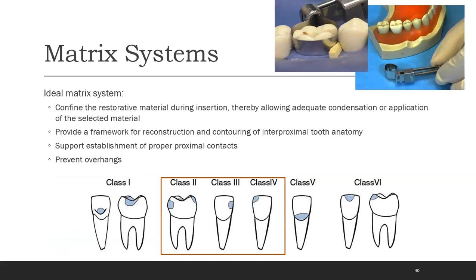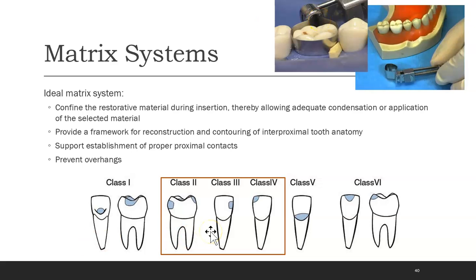Let's look at why. So actually for matrix, which is this one over here, it looks like this. It is the key for a quality restoration, especially when you're doing any interproximal reconstruction or contouring of the interproximal tooth anatomy. So if you look at the classifications that are out there, they're all listed over here. You can tell that class 2 contains interproximal areas. Class 3 also contains interproximal areas, and same with class 4. So anytime you're doing any interproximal restorations, you need a matrix system. You need a matrix band.